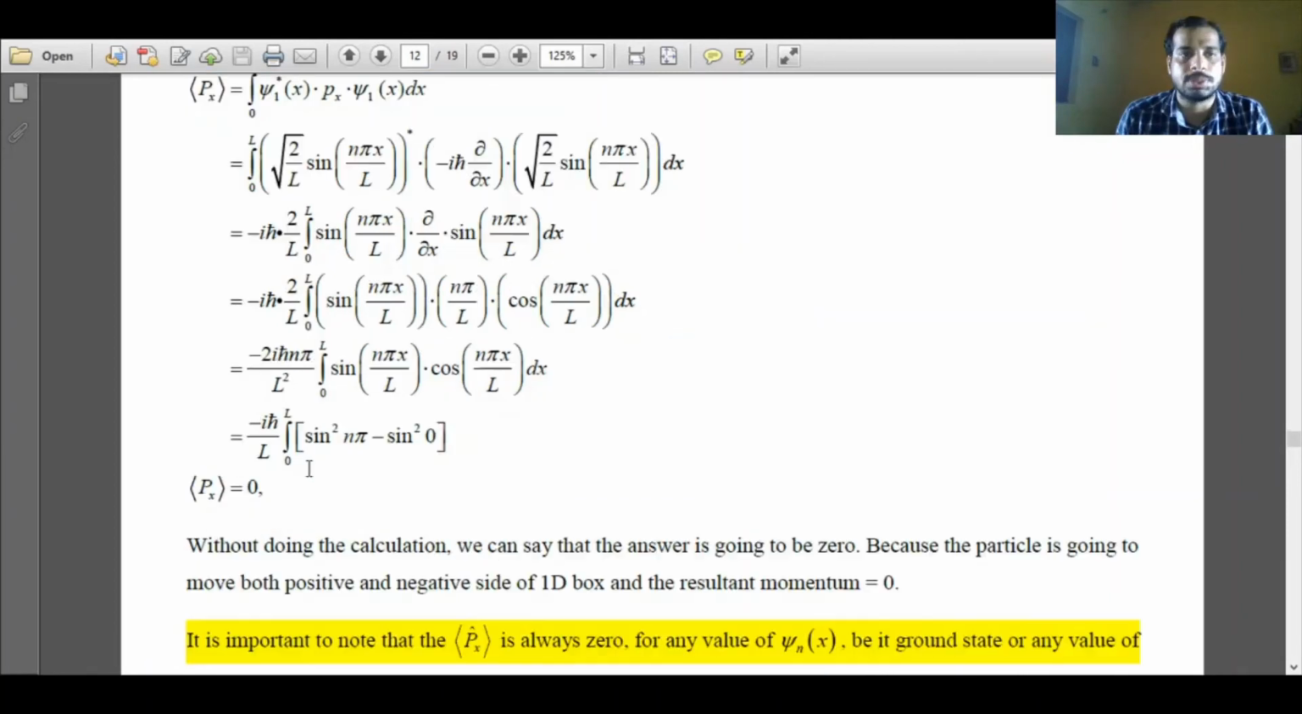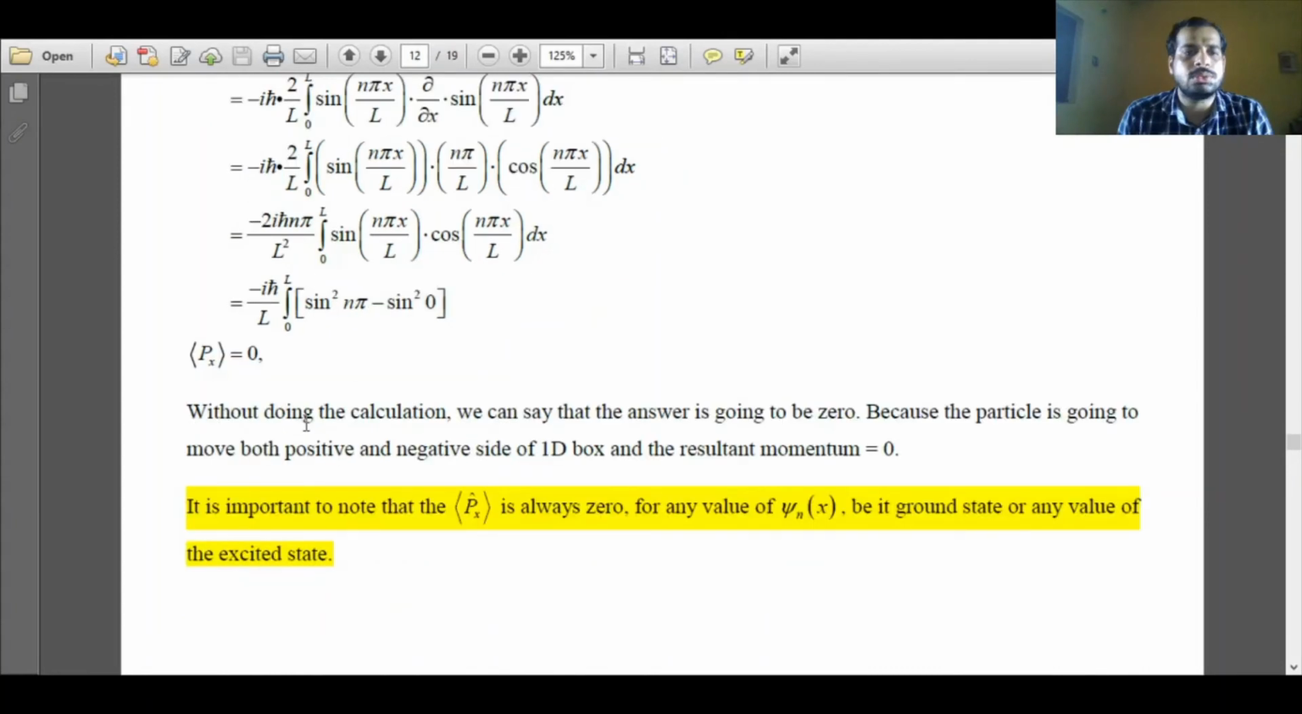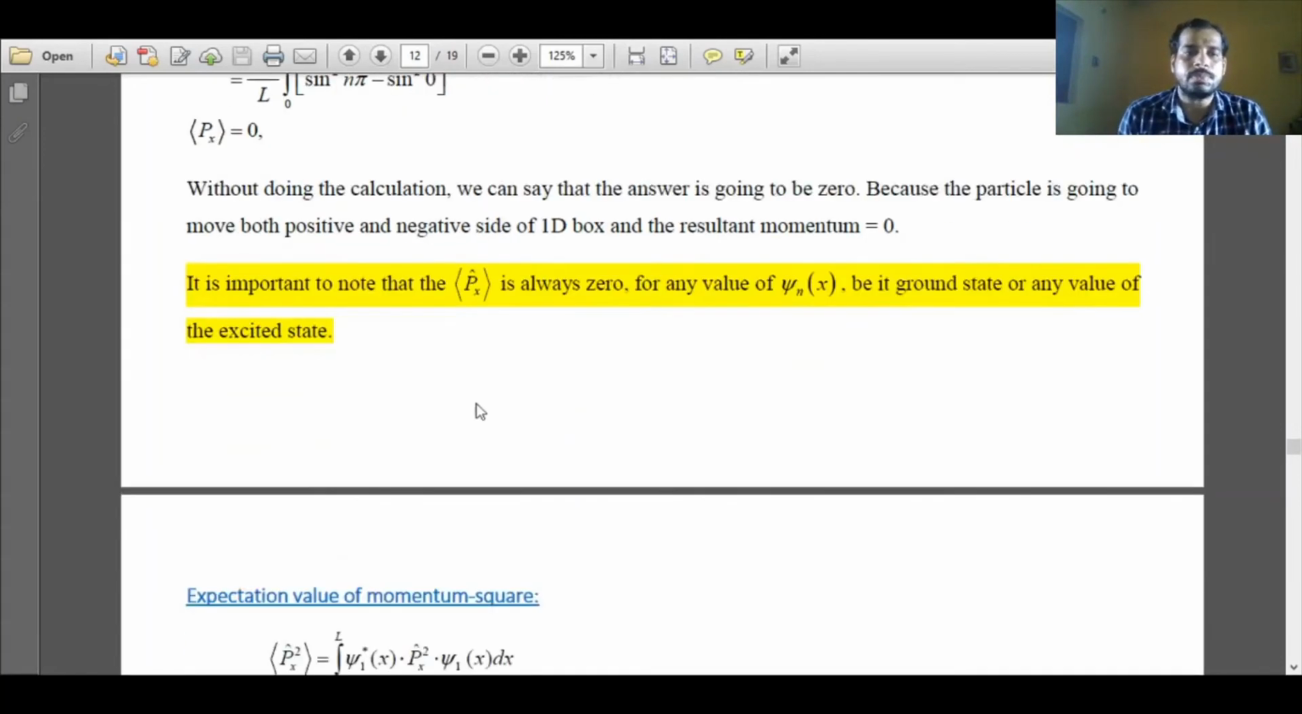Without doing this calculation also, I can say that when a particle is confined in a box, it has probability of going forward and backward. So the forward motion is positive momentum and the backward motion is negative momentum. So essentially the net momentum is 0. That's why, without doing the calculation also, we can say that the average value of momentum of a particle confined in a one-dimensional box is 0. So this is all about the expectation value for the momentum operator.